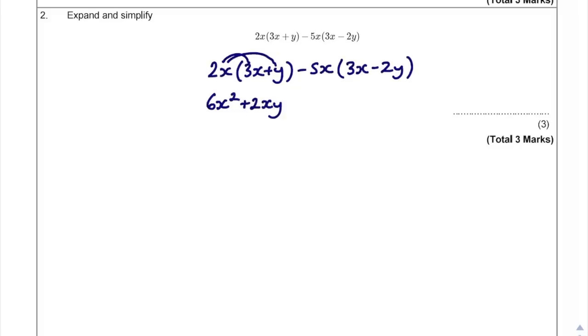And then the second bracket, we're going to have minus 5x times 3x, so that's minus 15x squared, and then minus 5x times minus 2y, which is going to be plus 10xy. Now we can simplify this. We've got 6x squared minus 15x squared, which is minus 9x squared, and then we've got 2xy plus 10xy, which is plus 12xy. So minus 9x squared plus 12xy is our final answer.